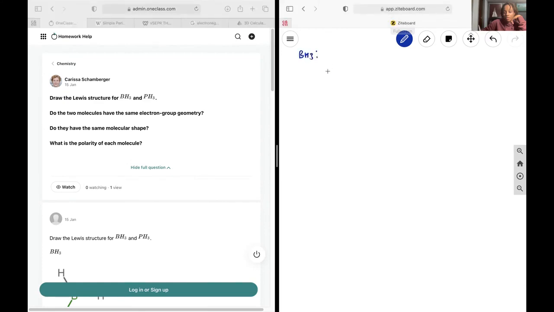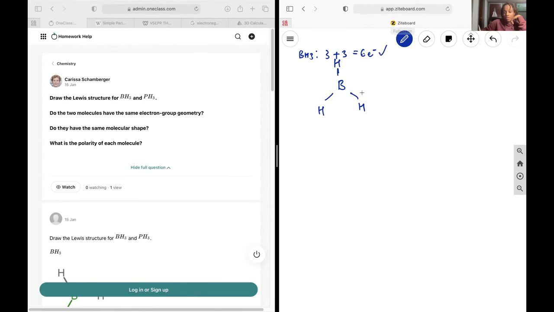As usual, begin with your valence electrons. I have 3 from the hydrogens plus 3 from the boron. That gives me 6 electrons to play with. And so I'll have B as my central atom and then the 3 hydrogens. Right now I have 2, 4, 6, so the correct number of electrons.